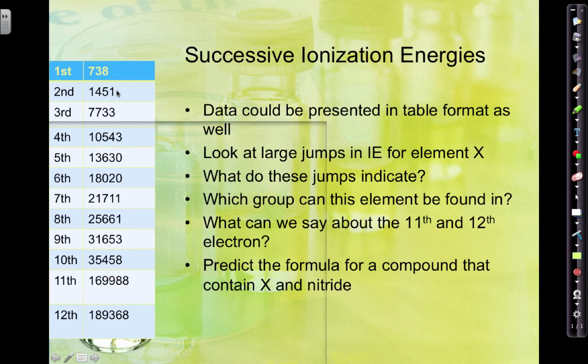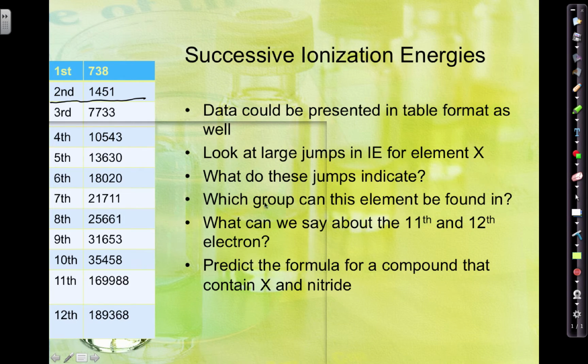So this one, it doubled. This one, it more than doubled. And then this one, it went up by about 3,000, then 5,000. So really the first largest jump is really significant. It's important. There's a jump between the second and the third ionization energy.